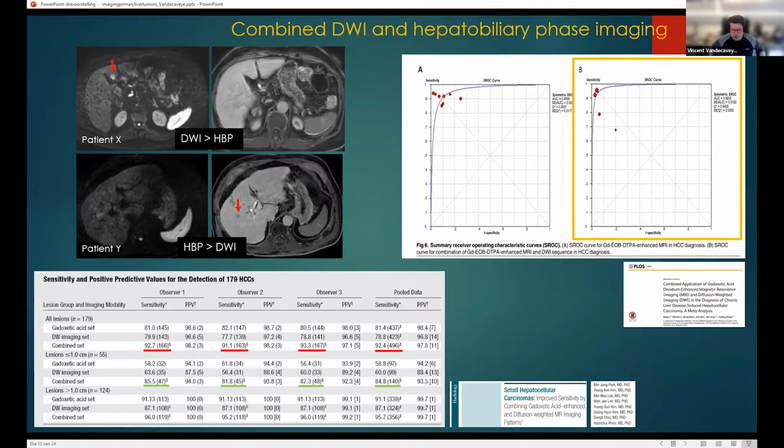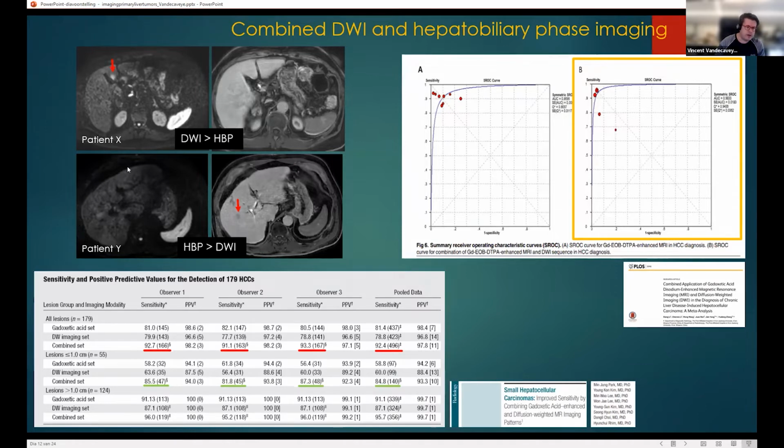And I think I should ask the pathologist to confirm, but a well-differentiated hepatocellular cancer can still maintain somewhat hepatobiliary excretion function. So it can be a false negative on this delayed imaging. On the contrary, here it is easy to depict the hepatocellular cancer, much more difficult on the diffusion.